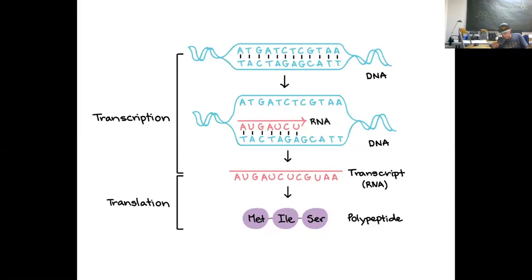TACTAGAGCATT. The RNA polymerase is reading this template strand, and it's going, okay, T, I need an A. A, I need a U, remember, not T. C, I need a G. T, I need an A. G, I need a C. A, I need a U. And it's making this RNA strand. Then the DNA will get zipped back up together to be the helix form again, and this transcript will be written. This is your transcript. This is your messenger RNA.